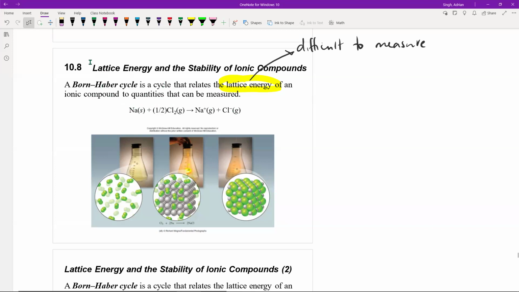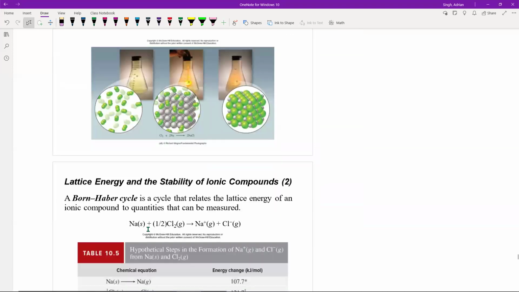So that process can be represented by a diagram that we call the Born-Haber cycle. And as the name suggests, it is going to be in a cyclical form. And it's represented in a very typical or very common way. So let's take a look at that process.